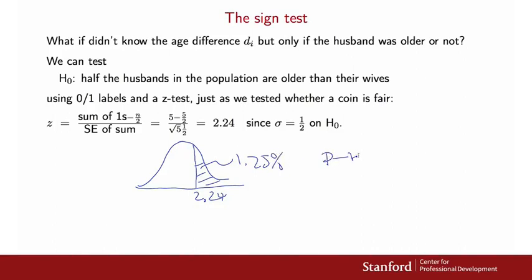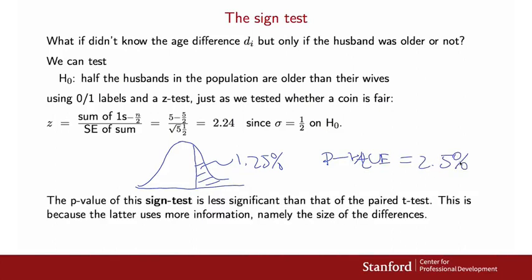And the p-value is double that. So it's still significant, but not quite as significant as the one before. The reason why it's not as significant is because we don't use the information that's contained in the age difference. We only use the information whether the husband is older or not.